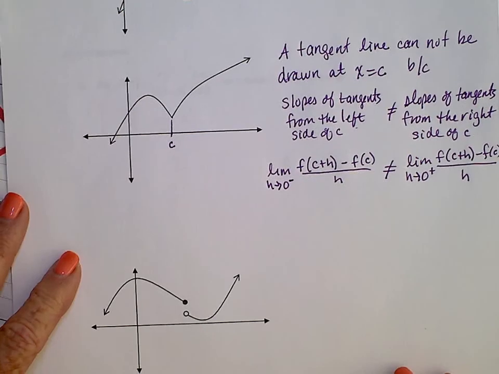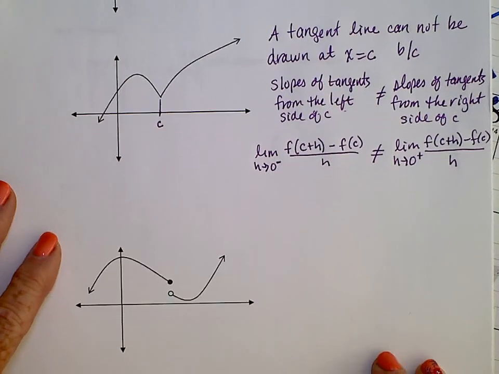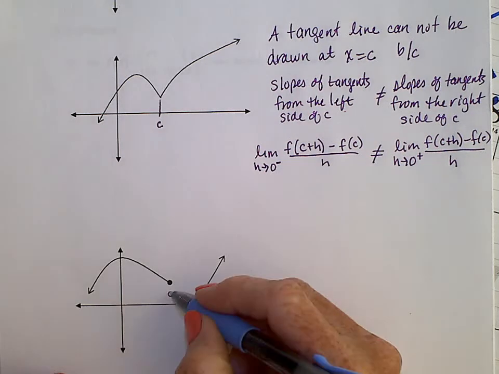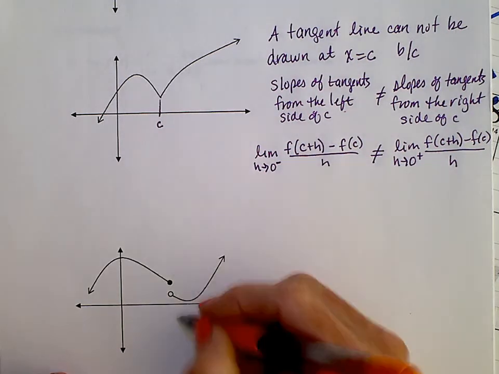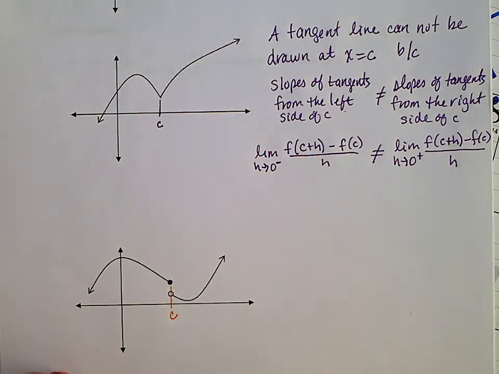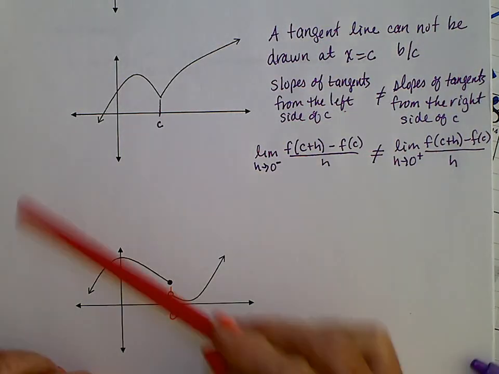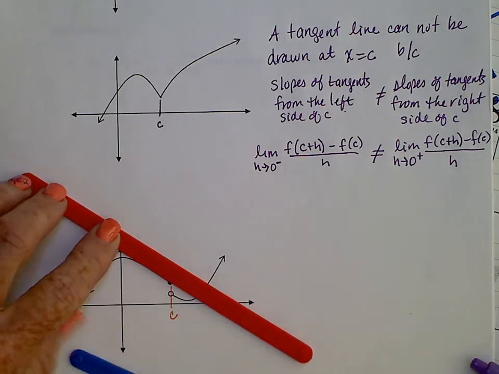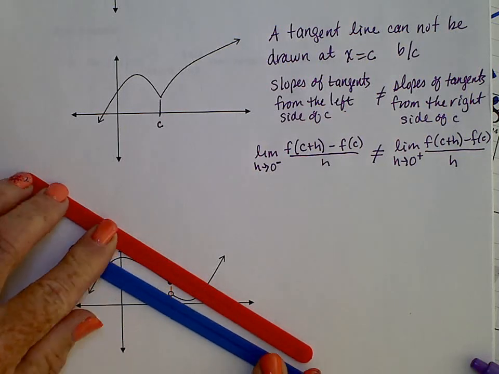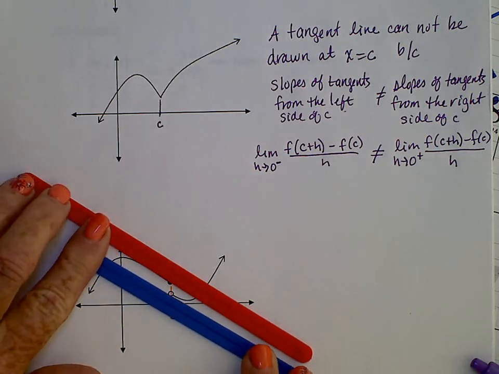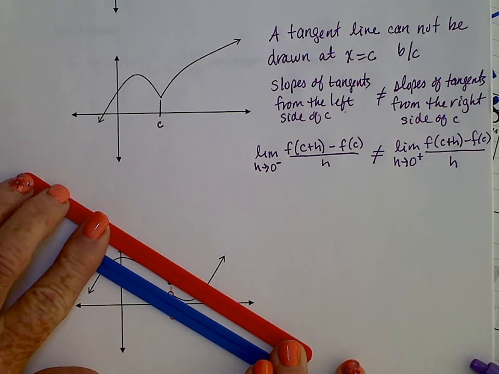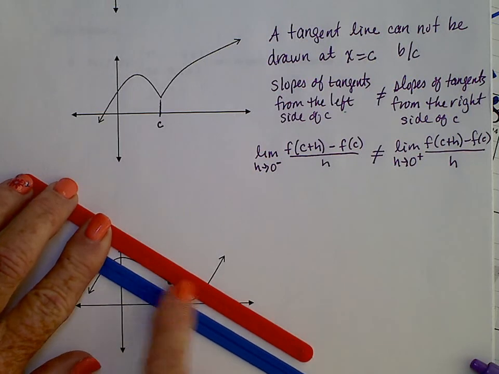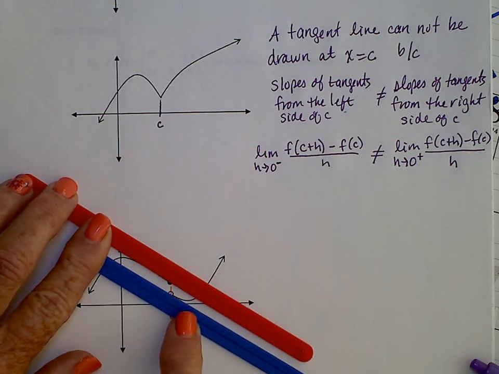Looking at this last example down here, if we look at slopes of tangents from the left side of this spot right here, we see from the left side slopes are sitting like that. From the right side of C, those slopes are like this. Oh, look at that. Those two slopes are the same, because these tangent lines, if you will, are parallel.